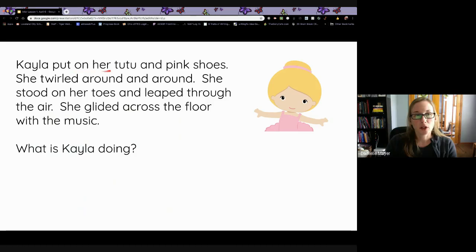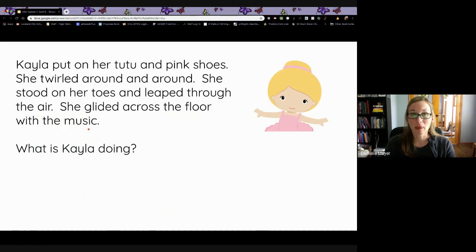Kayla put on her tutu and pink shoes. She twirled around and around. She stood on her toes and leaped through the air. She glided across the floor with the music.